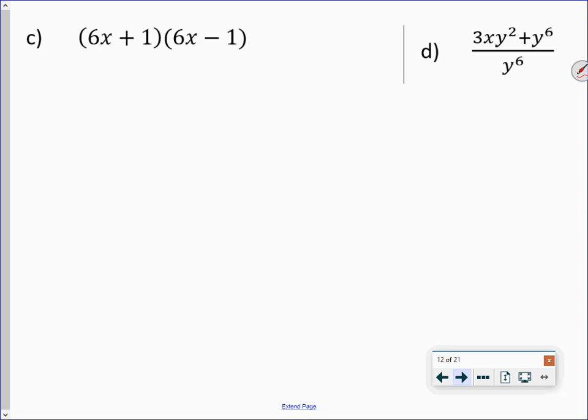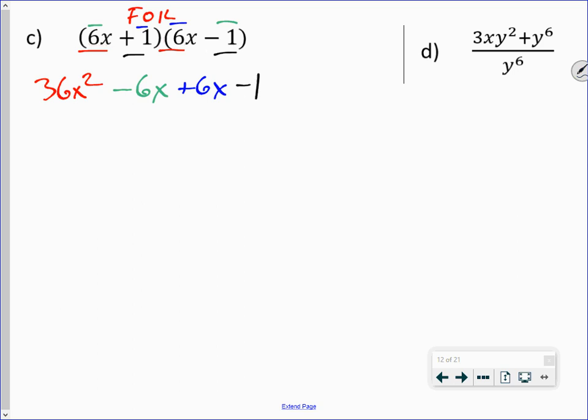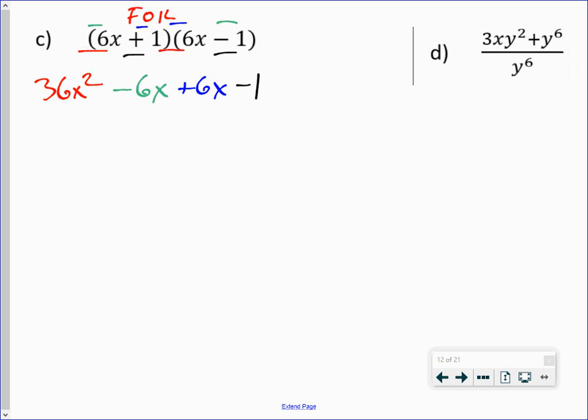All right, here is another FOIL, because it's a binomial times a binomial. Multiplying the different pieces. If you're still struggling with that, another way you can do this, whoops.